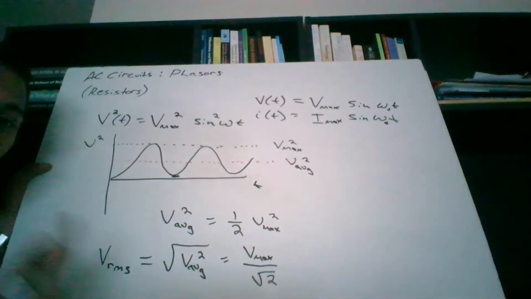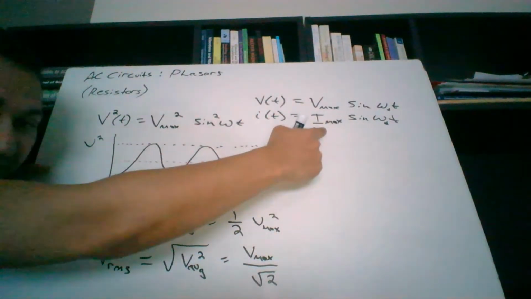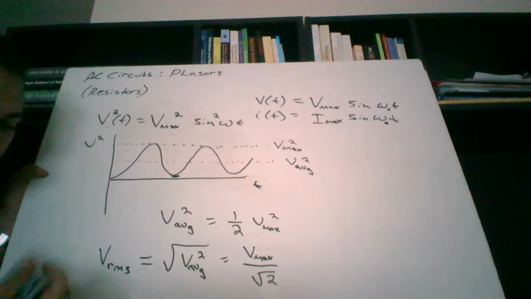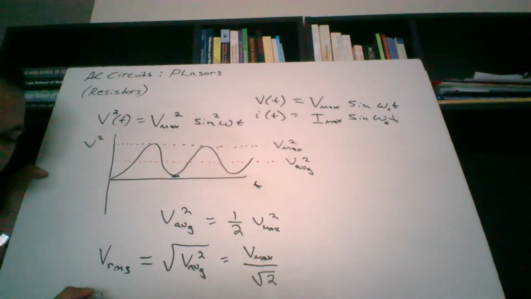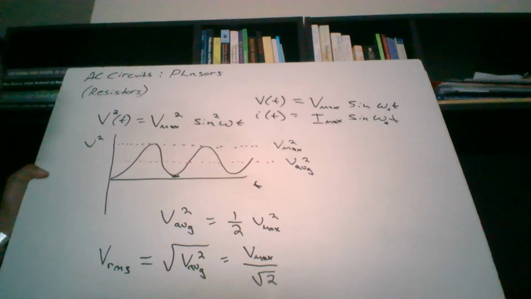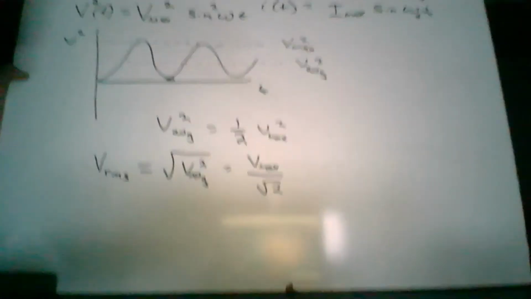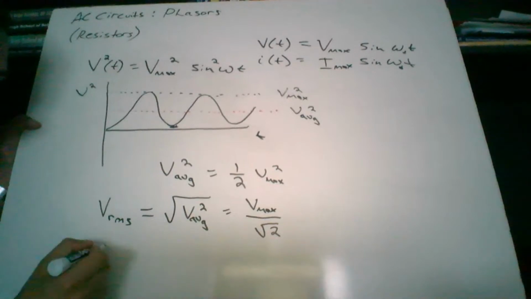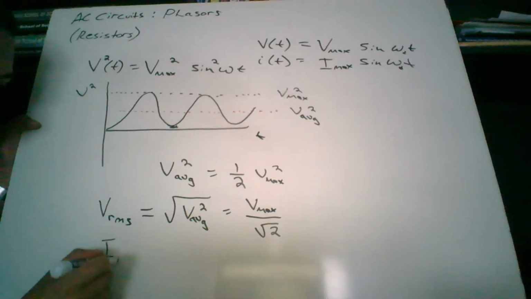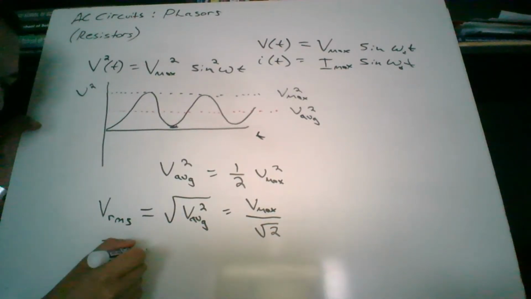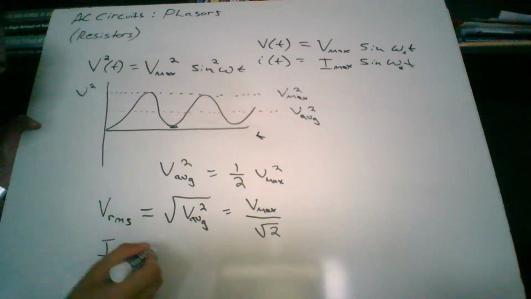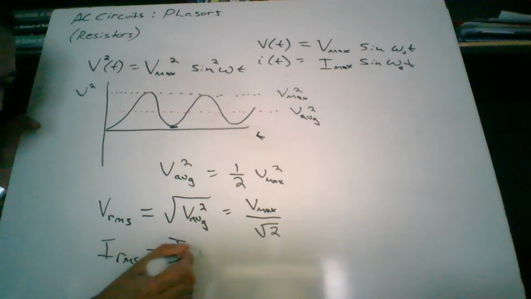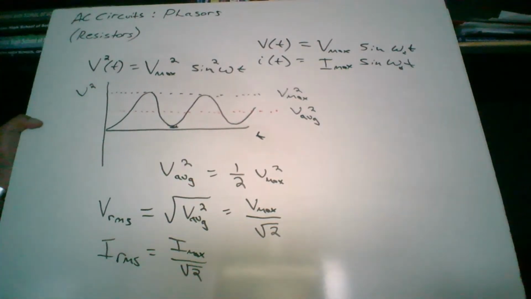And what's really cool is that the current also behaves the same way. If we repeated what I just showed you here for current, we could get the current RMS. So you can't even see that. There we go. So I RMS is going to equal I max divided by the square root of 2.